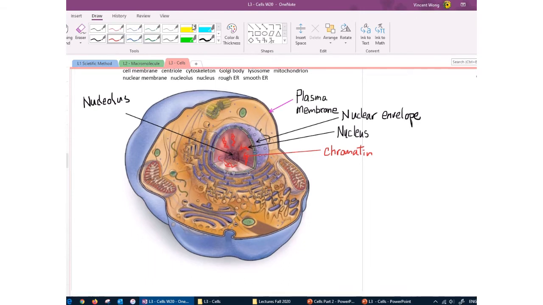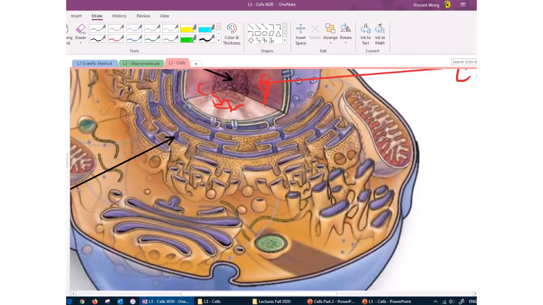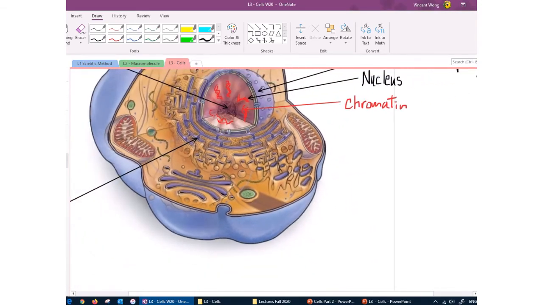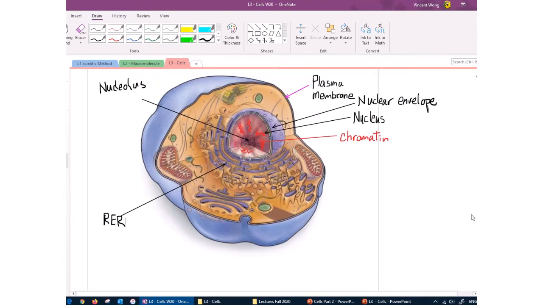What else did we learn so far? We learned about the endomembrane system. So the nuclear envelope is part of the endomembrane system. We have the rough ER here, rough endoplasmic reticulum, and you can tell that it's rough because of the dots that are on the surface. I can zoom in a little bit for you. You see all those blue dots. Those are the ribosomes that are covering the rough ER. The rough ER produces membrane proteins as well as secretory proteins that might be released from the cell.